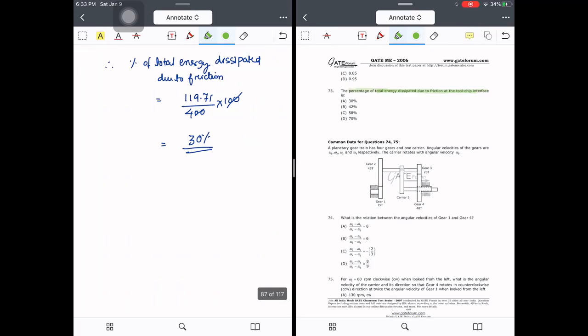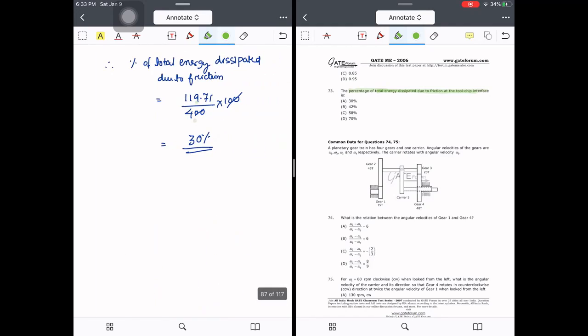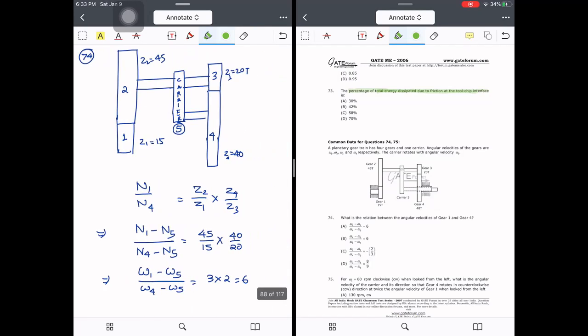So what do we need to calculate here? We need to calculate the percentage of total energy dissipated due to friction. So this will be the total energy dissipated at the tool-chip interface due to friction: 119 divided by 400, into 100. So nearly 30% is the energy that is being dissipated due to friction.